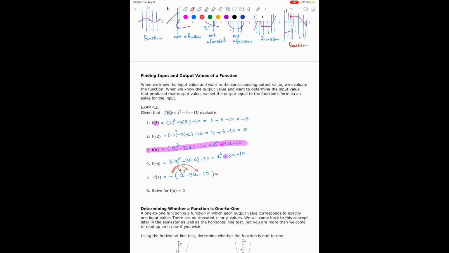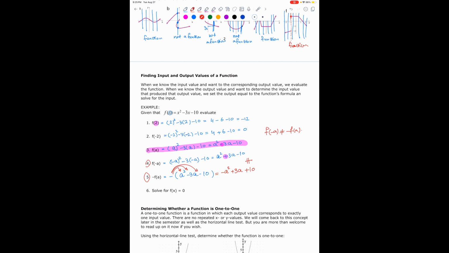We get negative times a squared is negative a squared. Negative times negative 3a is positive 3a. Negative 1 times negative 10 is positive 10. Notice how these are not the same. Number 4 and number 5 are not the same. So f of negative a doesn't have to be negative f of a. It does not have to be that way.